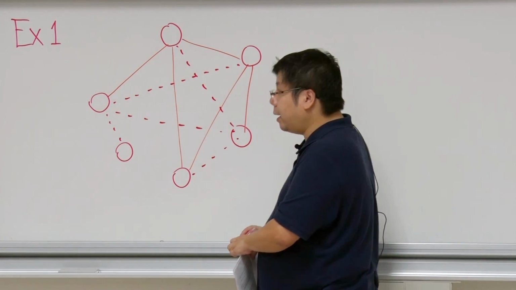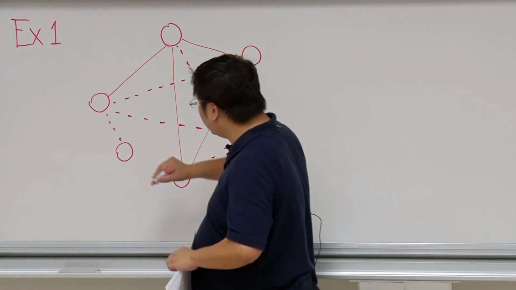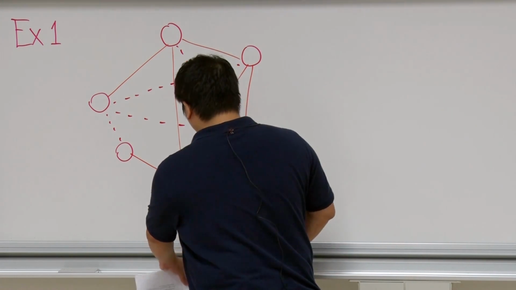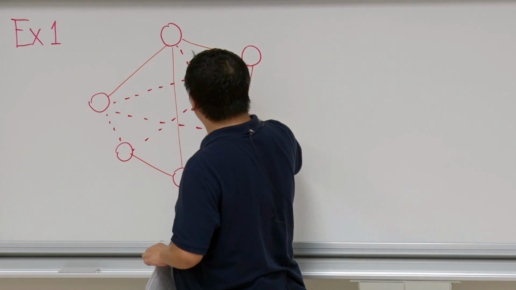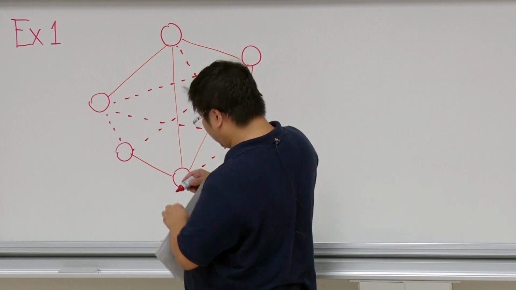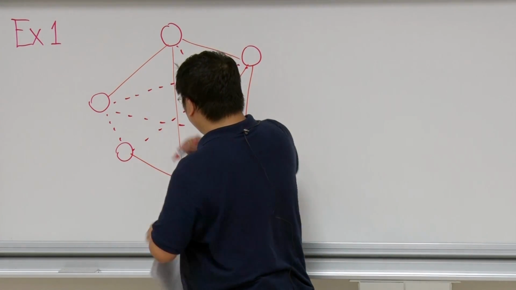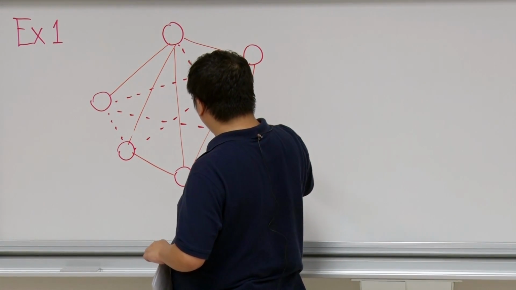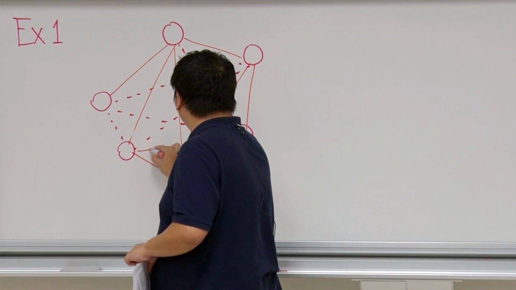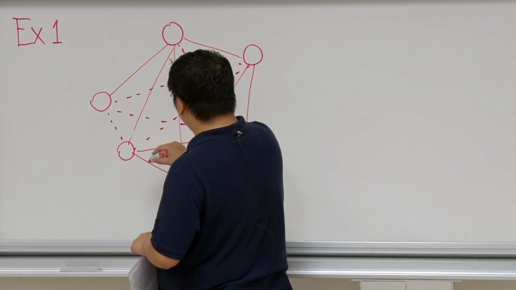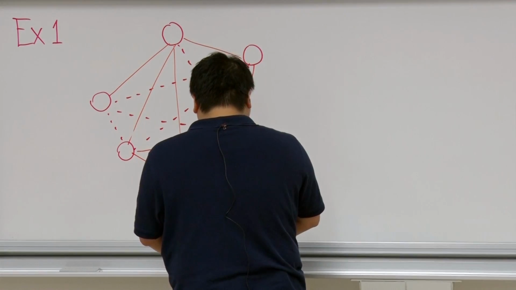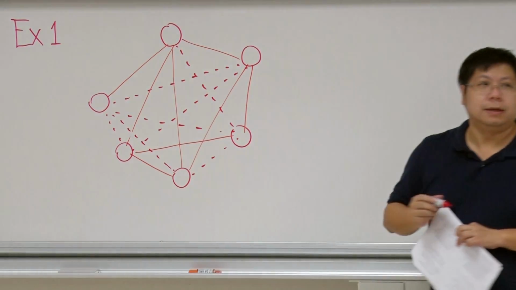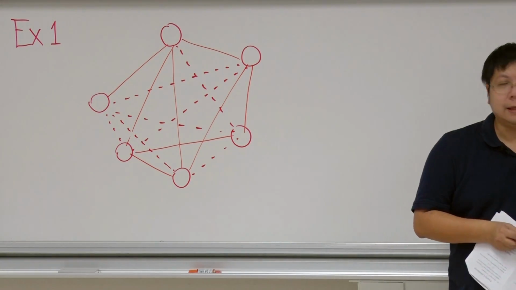Between any pair of them, they must either be friends or enemies. So let me join them. Maybe I'm going to join these two. Let me see. 1, 2, 3. Let's say I'm going to join them by a dotted line. Okay. So this is a particular case.